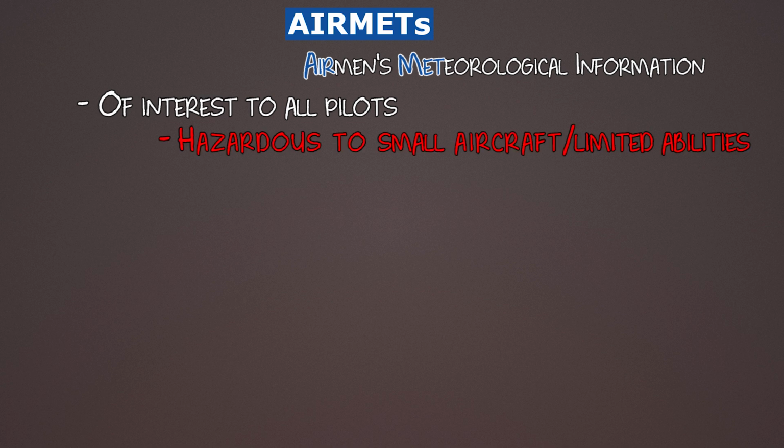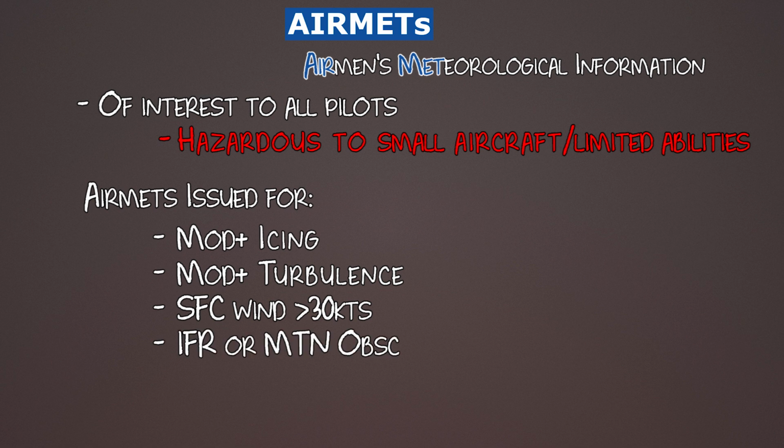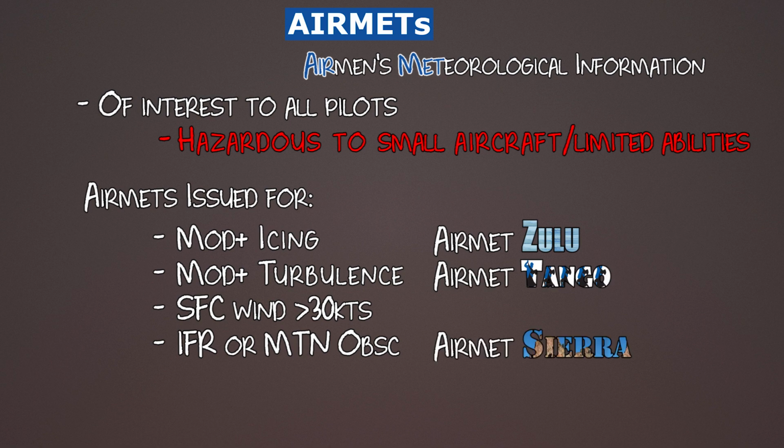An AIRMET is airman's meteorological information. It's weather information that's of interest to all pilots, but potentially dangerous to light aircraft and those with limited capabilities. AIRMETs are issued for moderate icing, moderate turbulence, surface winds 30 knots or more, and areas of IFR or mountain obscuration. And they're labeled AIRMET Zulu, Tango, and Sierra. Zulu stands for freezing. For Tango, you can think of the dance, and if air moves around a lot, that causes turbulence, so Tango is for turbulence. And Sierra, like the mountains, for mountain obscuration and IFR conditions.